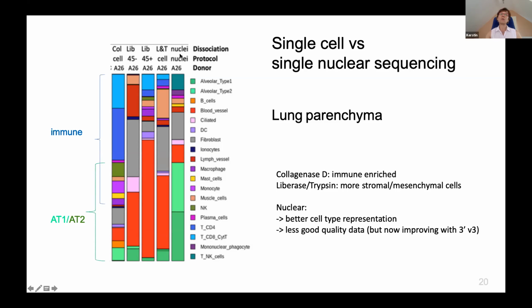And we then also compared that to a nuclear sequencing protocol, which released far more AT1 and AT2 cells, which are the very fragile cells in the alveolar of the lung, which we know are often destroyed by enzymatic digestion. So we know that nuclear gives actually a much better representation of the cell types as they were in the tissue. But as I said initially, on the whole, we still find that the data quality of this tends to be less good than that of the fresh cells.